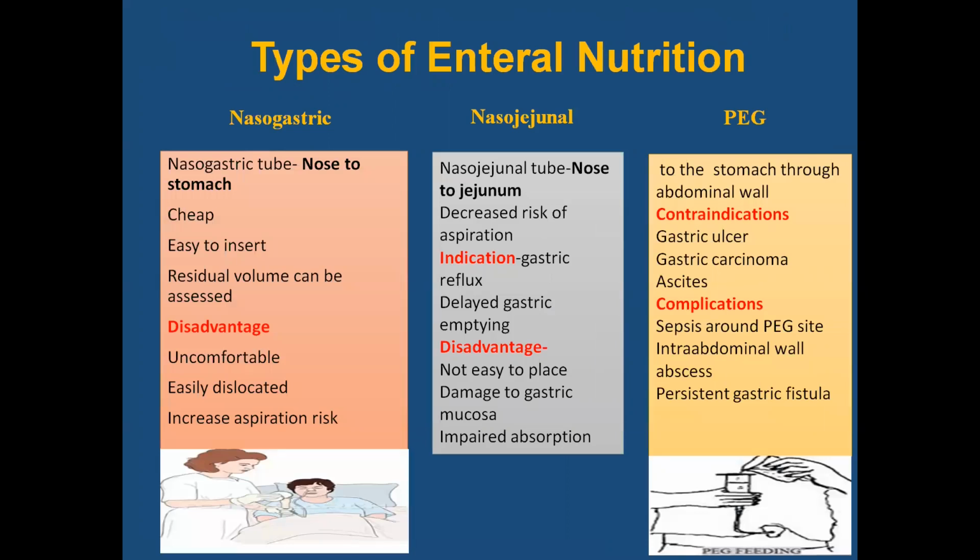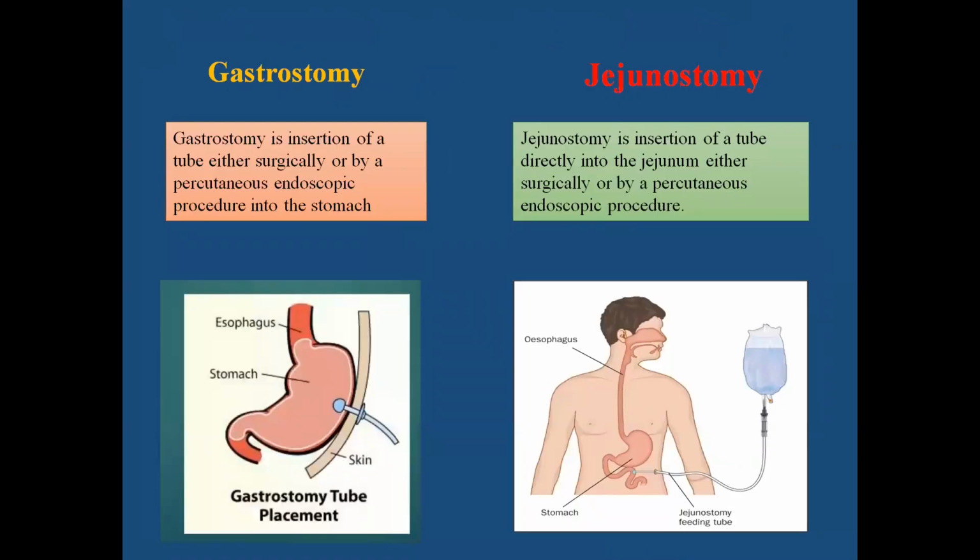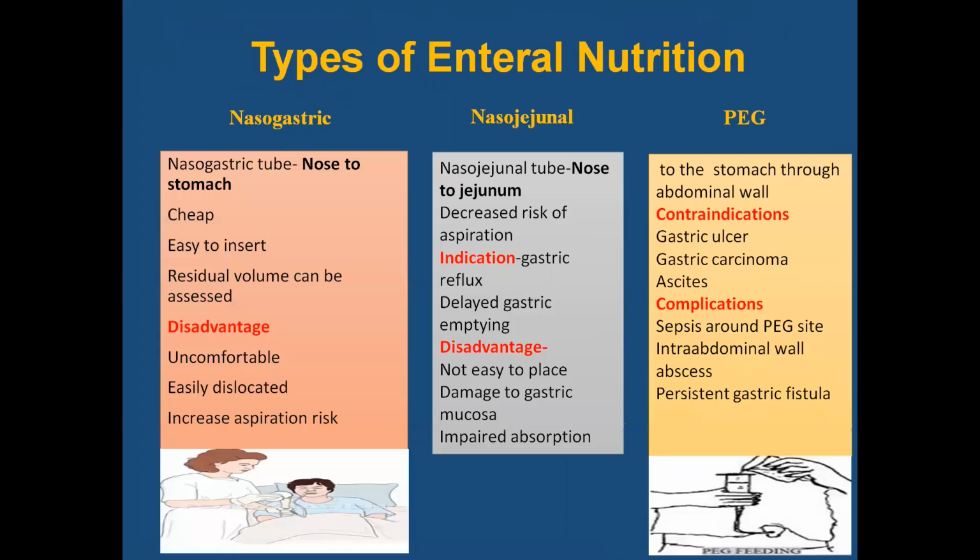This is the type of enteral nutrition: nasogastric, nasojejunal, and PEG, gastrostomy and jejunostomy. Nasogastric, I've told you, is nose to stomach. Nasojejunal is nose to jejunum, and PEG is stomach through the abdominal wall. This is cheap, easy to insert. Residual volume can be assessed easily. Disadvantages: uncomfortable, easily dislocated, tube dislocates easily, and increases aspiration risk.